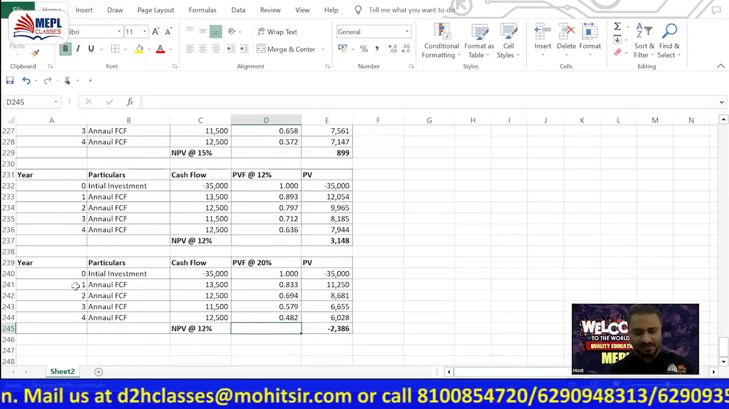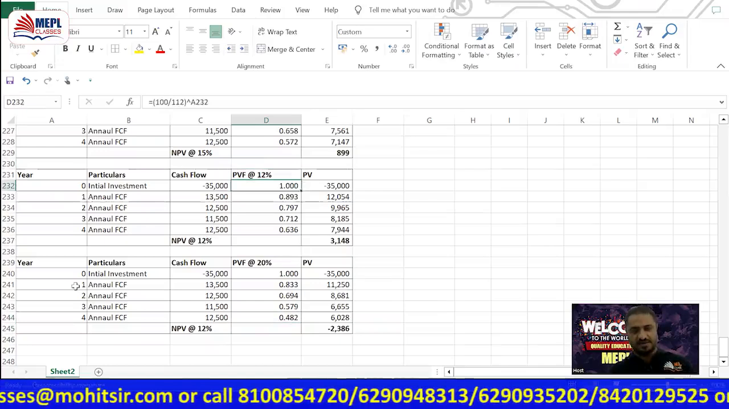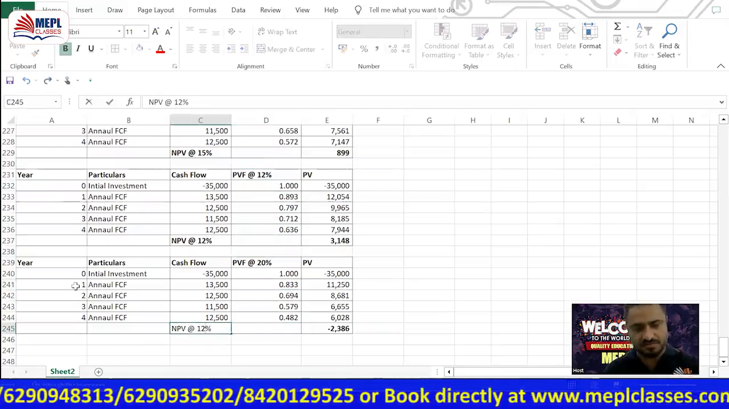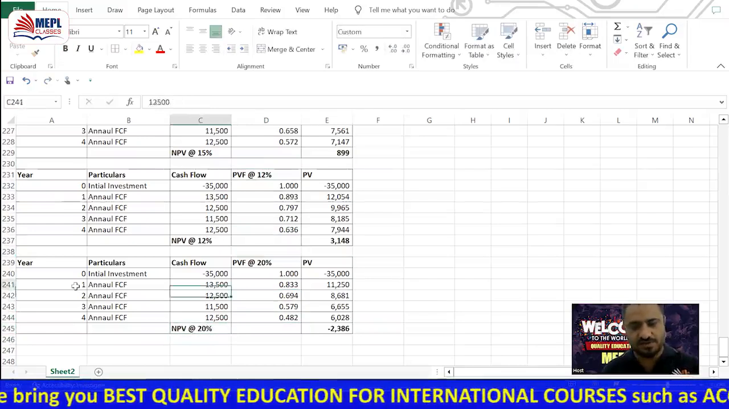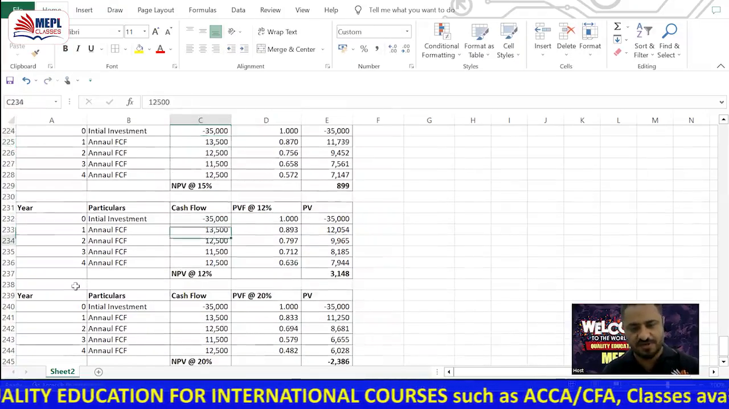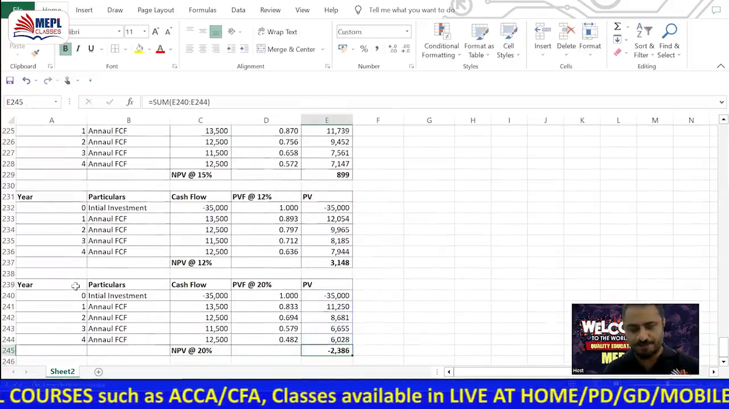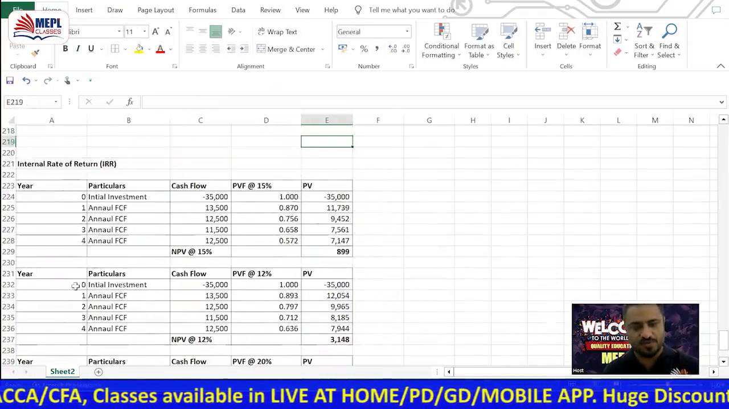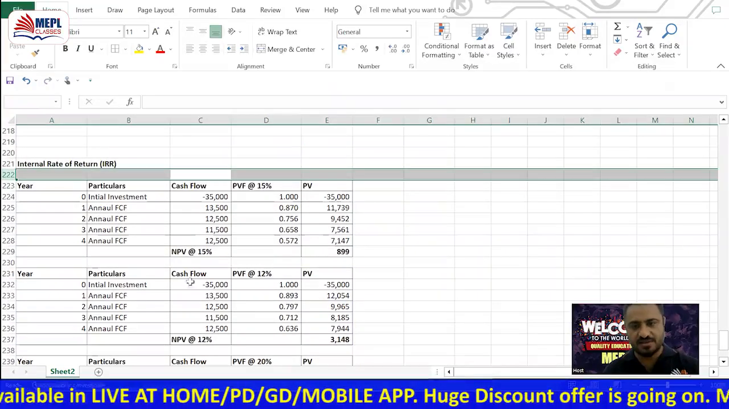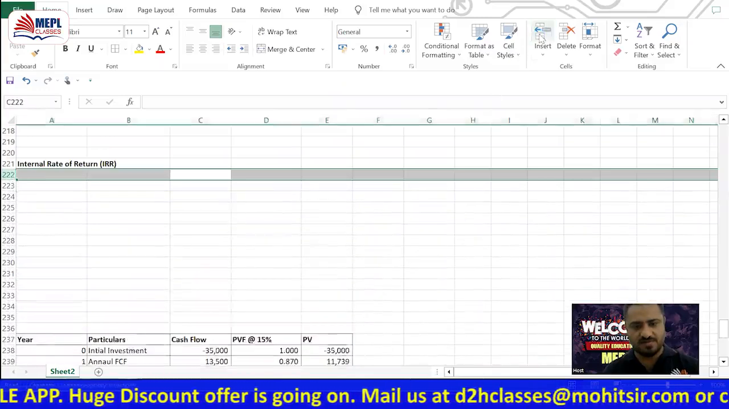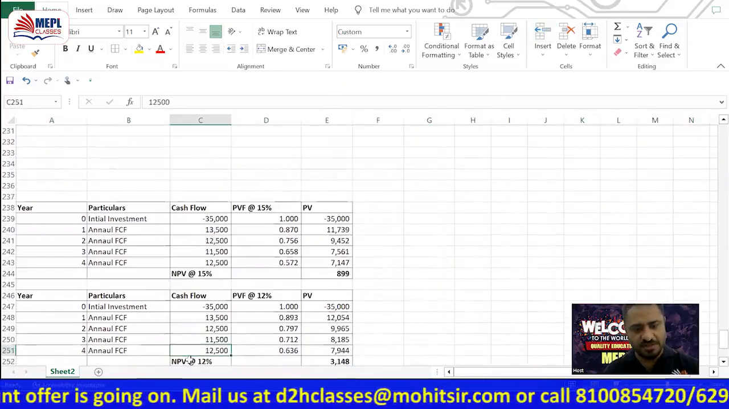As you increase, see, at 12% the NPV was much higher, about 3,000. At 15% it is 800, and at 20% it will be negative. So just for your understanding, I'm doing it again and again.